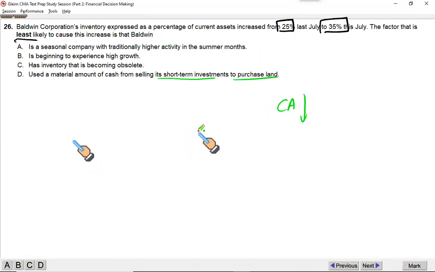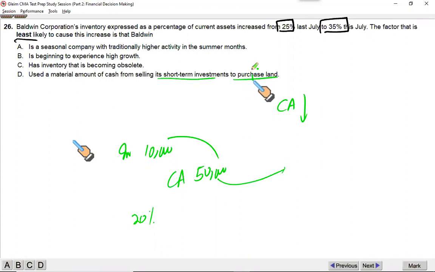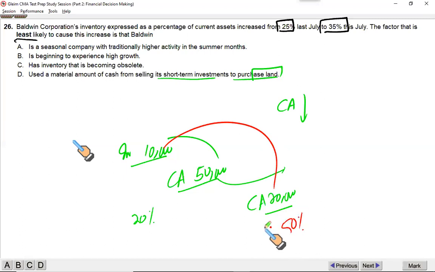Now, let me explain the idea. It's a little difficult for you to interpret this way. Let's say my inventory is $10,000. And my total current assets are $50,000. Now my inventory is, as you can see, 20% of my current assets. What happened? I utilized some marketable securities and I sold them and I used the cash to purchase land, which means my current assets will now fall to, let's say, just 20,000 only. Now your current assets are 20. Inventory is the same. Inventory now is what percentage of your current assets? It is now 50%.